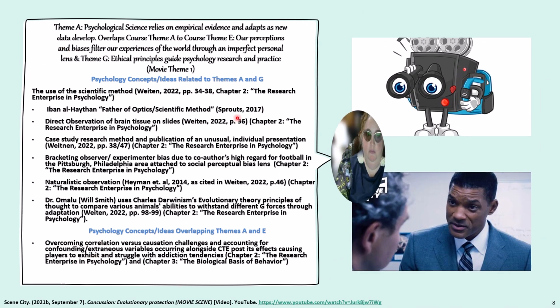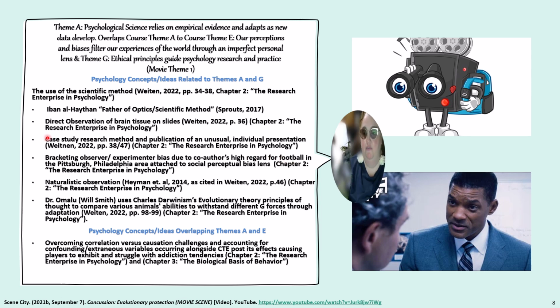So here we're going to see theme A, that psychological science relies on empirical evidence and adapts as new data develop, which overlaps course theme A to E. We know we're looking through our perceptions and biases, and the bias is going to be the gentleman in here that Dr. Omalu went to, a world-renowned neurologist, to get his help, who is also going to have to go with the science over his own bias of loving football. So all through this, we're going to see the scientific method used, which is in Chapter 2, the research enterprise in psychology. The father of that method and of optics is Ibn al-Haytham.